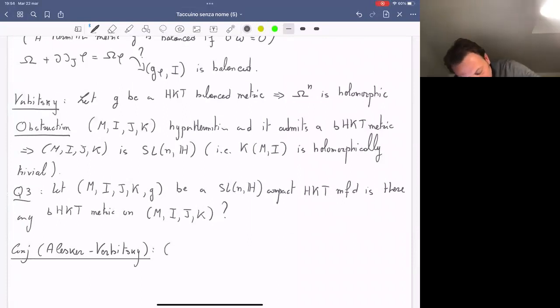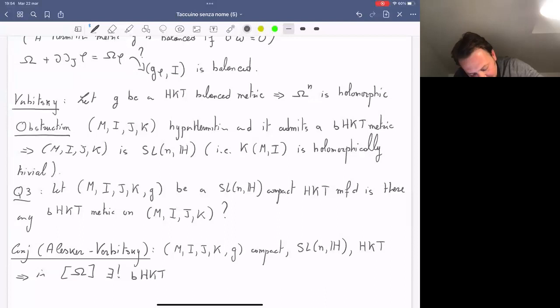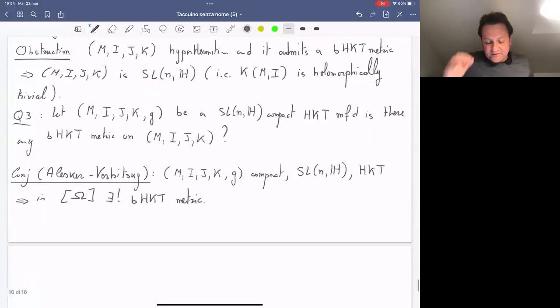Which is the following: consider M, I, J, K, g compact, SL(n,H) and HKT. Then in the class of omega, there is a unique balanced HKT metric. Okay, so yes, there is. So it's true. I mean, the uniqueness is proved while the existence is not proved yet, but there are some partial results which I'm going to describe. So this is considered like an analog of the Calabi conjecture in HKT geometry.